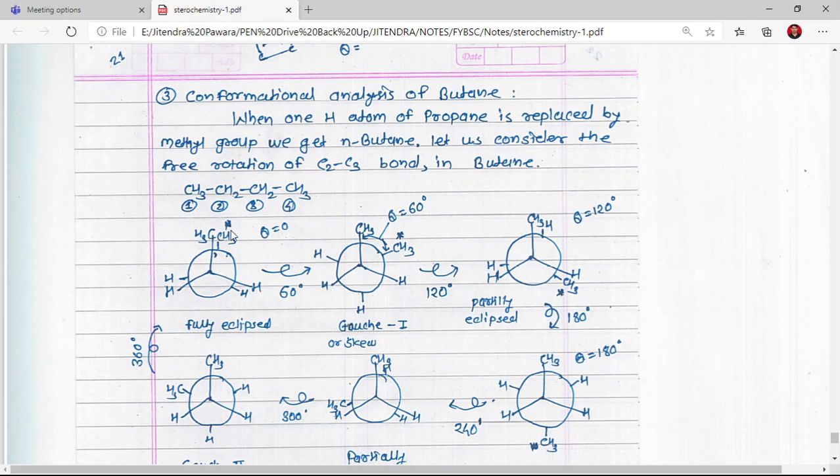Here we are labeling this CH3 group, and for your understanding, when you rotate it by 60 degrees, this CH3 group will come here. Again, when you rotate by 60 degrees, this CH3 group will come here. And this is the dihedral angle, this to this.